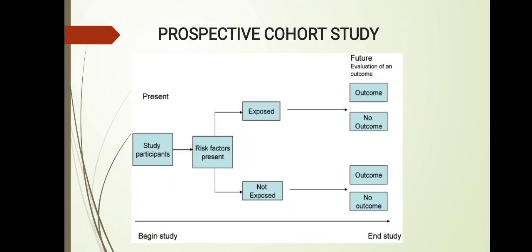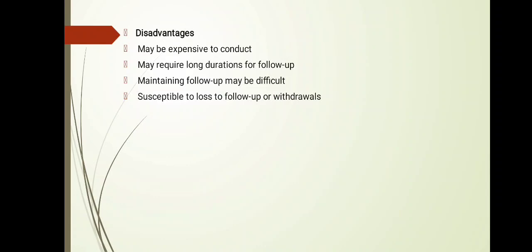In a prospective cohort study, participants with risk factors present, exposed, and not present, non-exposed, are followed for future evaluation of an outcome or no outcome. Beginning of study and end of study, flowchart. Disadvantages: it may be expensive to conduct and may require a long duration of follow-up.